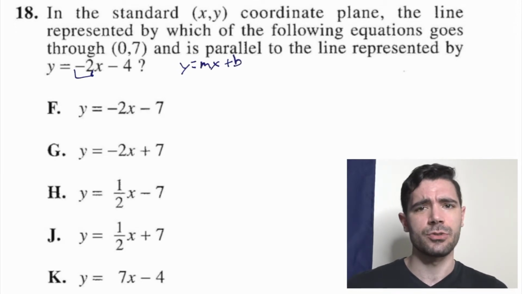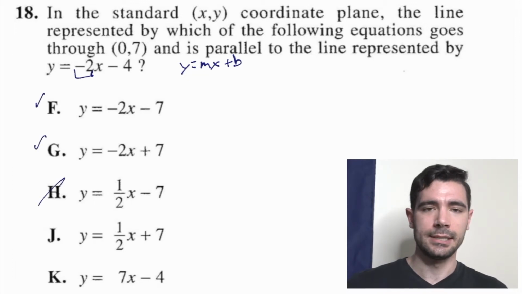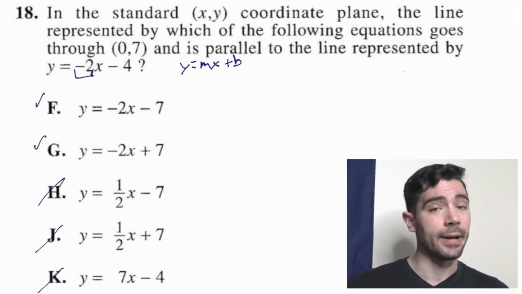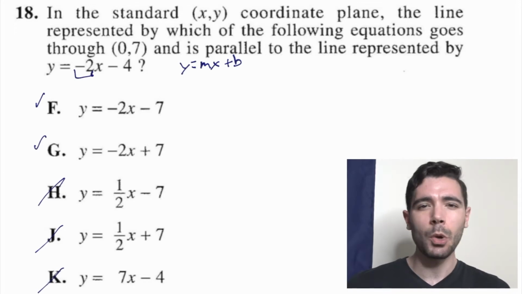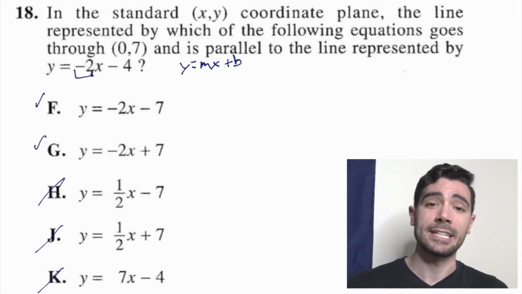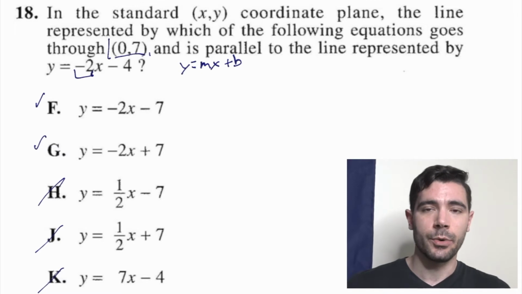Let's see if we can cross off some answer choices. F, stays. G, stays. H, goodbye. J, see ya. K, no thanks. Alright, so we're down to 2, F and G. What else do we know about this new line? Well, it passes through point (0, 7). Where the x value is 0, that would be the y-intercept. So the y-intercept of this new line is 7.